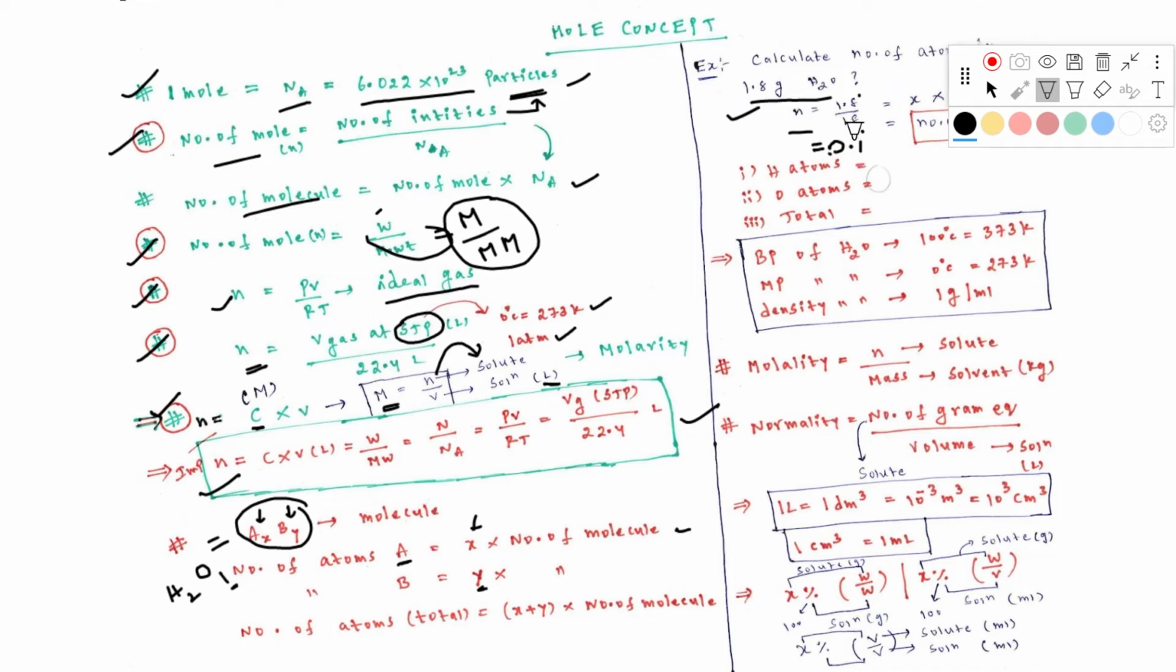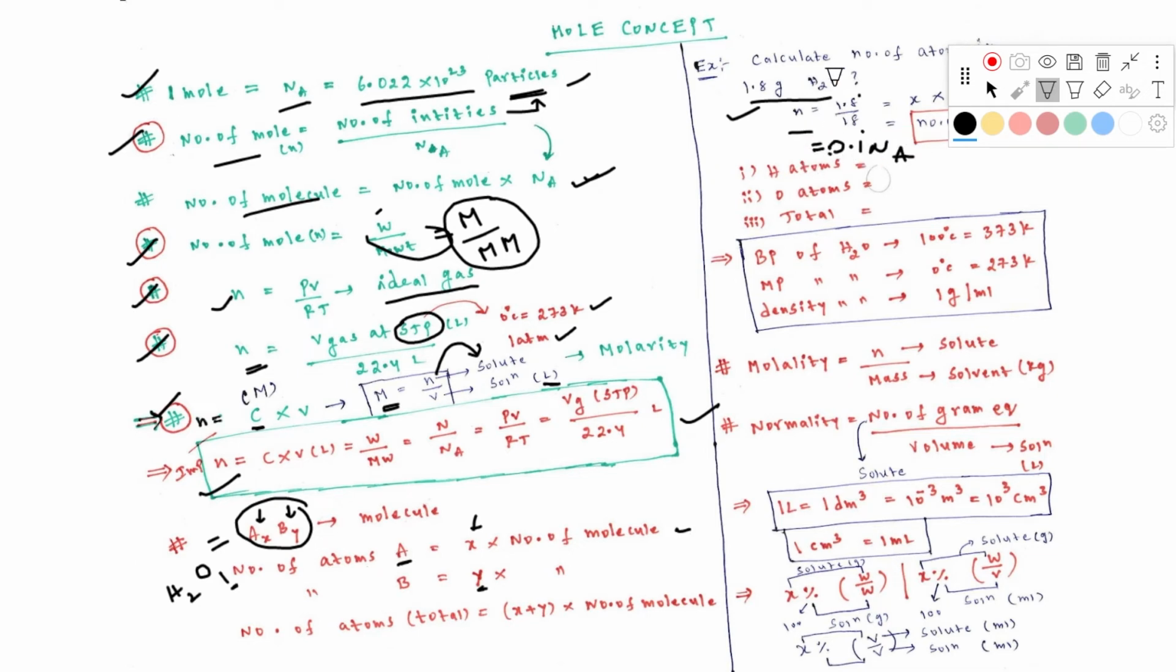Then how can you get the number of molecules? Number of moles into Avogadro number. This formula: number of moles into Avogadro number equal to number of molecules. So 0.1 into Na, 0.1 Na. So this is the number of molecules. I have this many number of molecules.